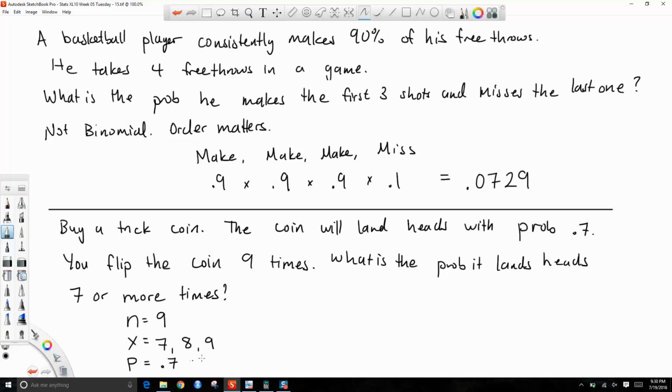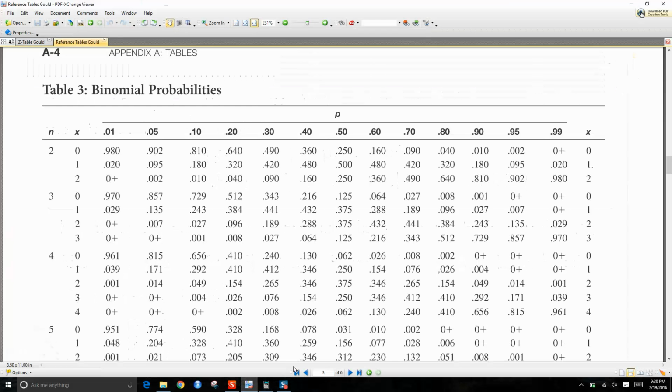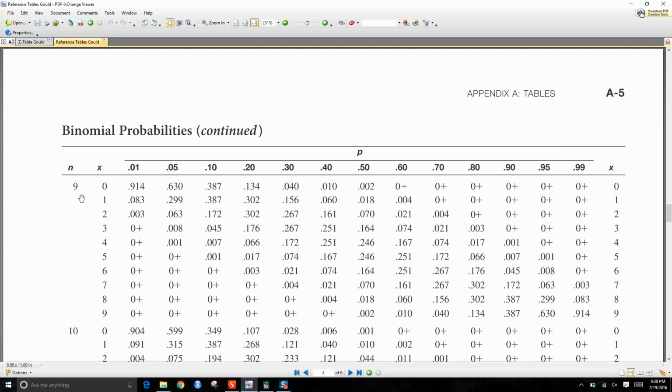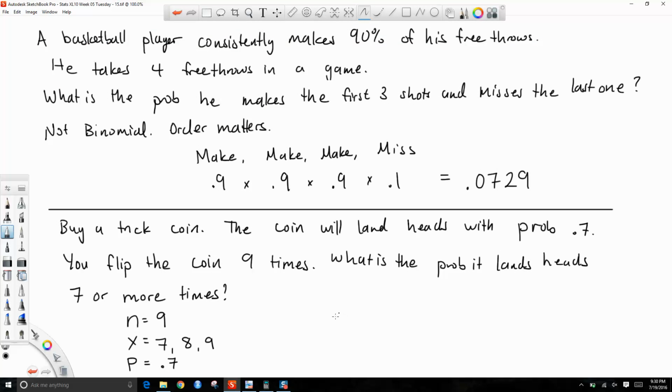0.7. Okay, so I'm going to go to the table. We're going to go to n equal to 9, and we're going to look up x equal to 7, 8, and 9. And we're going to go to the column that has p equal to 0.7. So I see 0.267, 0.156, and 0.040. So I got x equal to 7, x equal to 8, x equal to 9, and I already forgot my numbers. I got 0.267, 0.156, and 0.040.